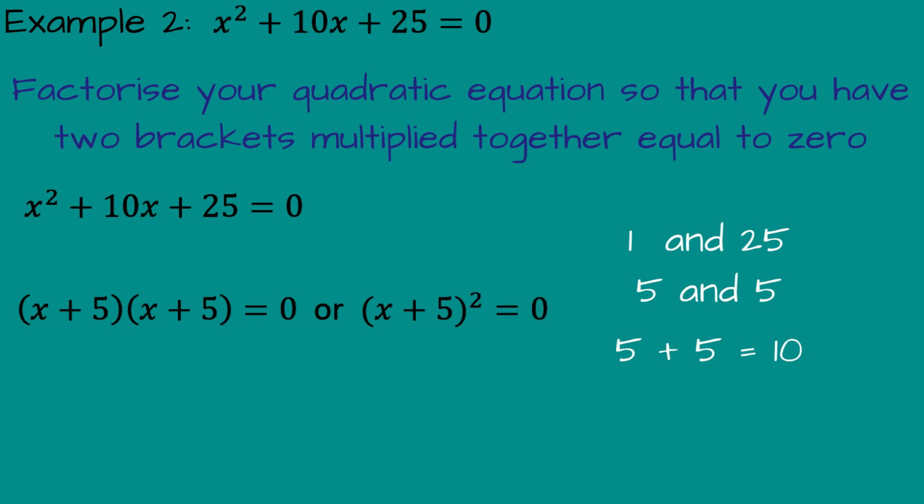To solve the equation, we must make the repeated bracket equal to 0. So, x + 5 = 0. Solving this linear equation gives the solution to the quadratic equation, x = -5. This is a special case of a repeated bracket where the quadratic equation has just one solution.